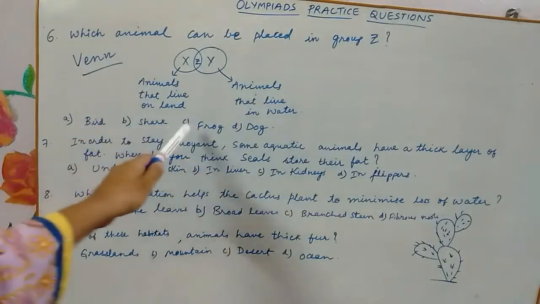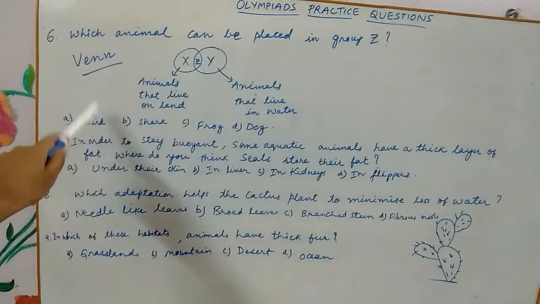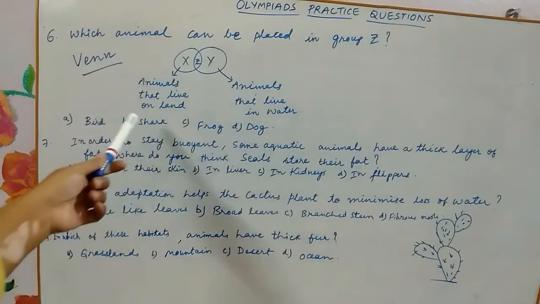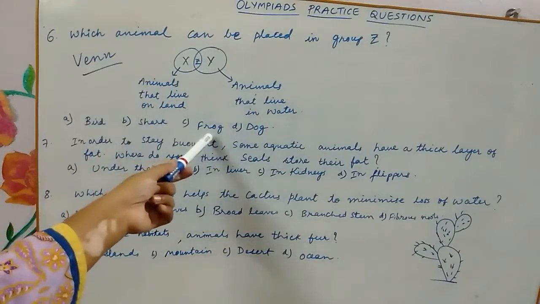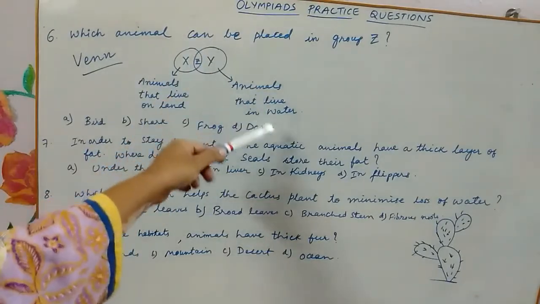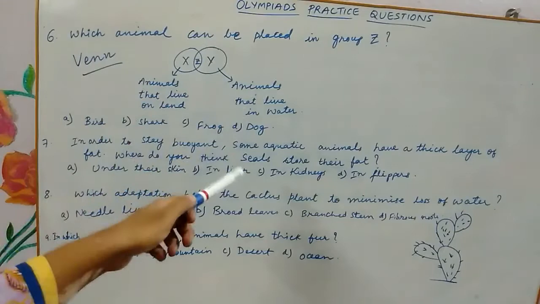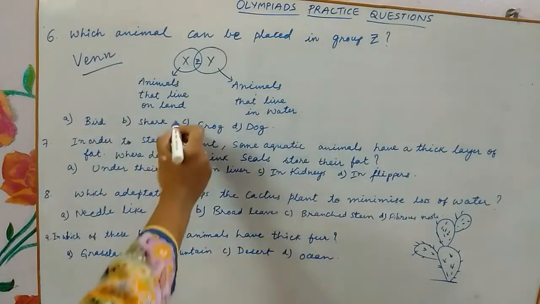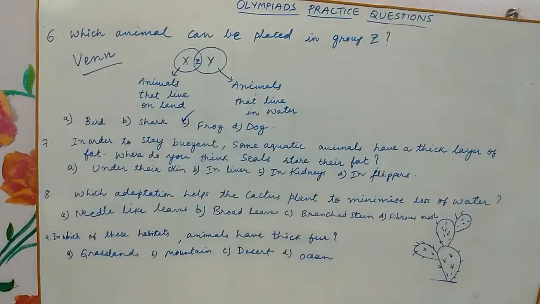So now you select from the given options. Birds, do they live both on land and in water? No. Shark, they don't live on land. And frog, yes, they live both in water as well as on land. Dog, it cannot live in water. So what should be the right option? C is the right option, children.